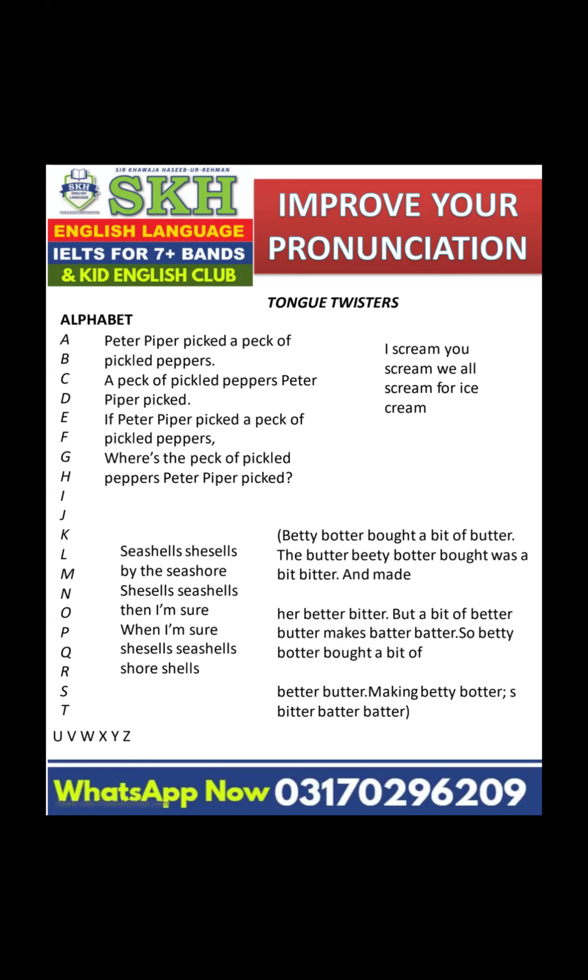Betty Butter bought a bit of butter. The butter Betty Butter bought was a bit bitter and made her better, but a bit of better butter makes better. So Betty Butter bought a bit of better butter, making Betty Butter's bitter butter better.